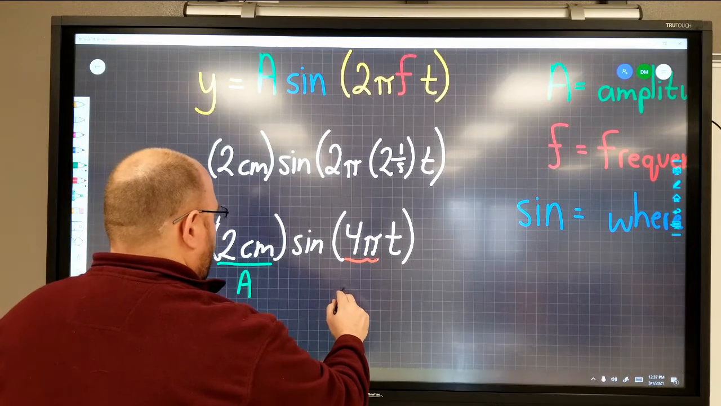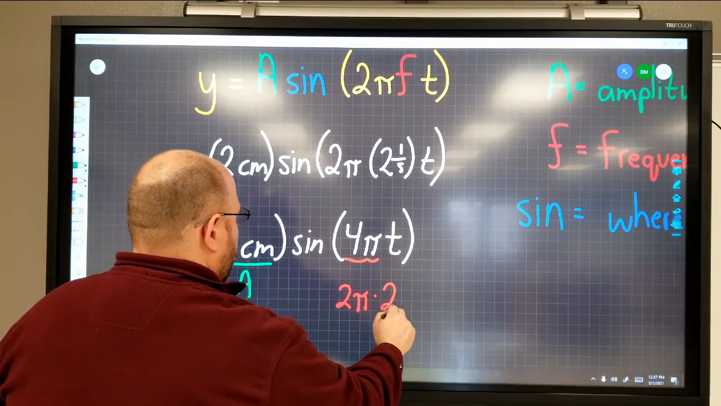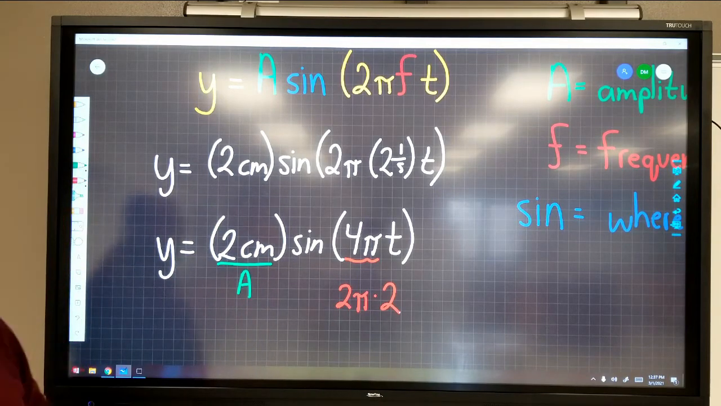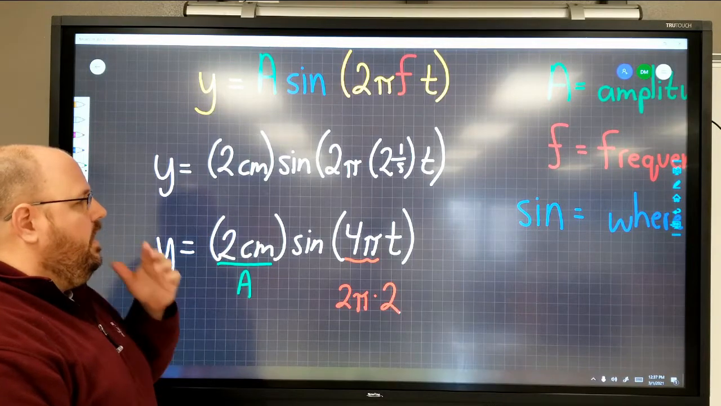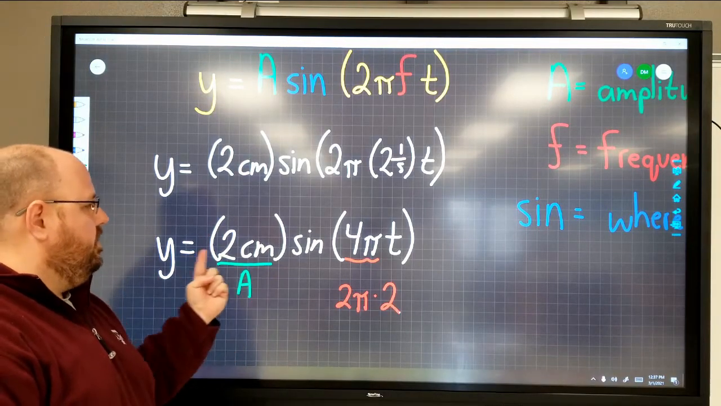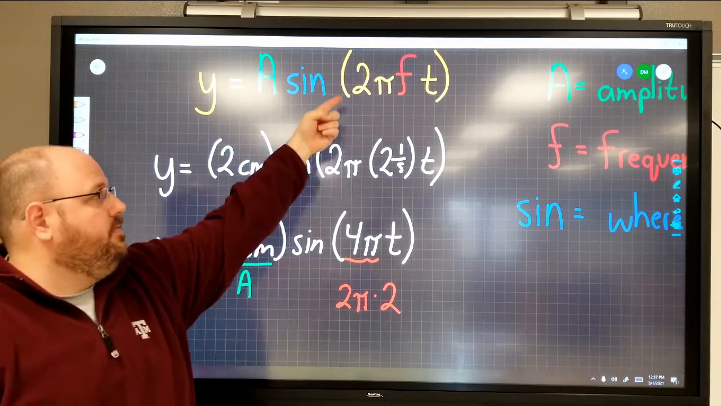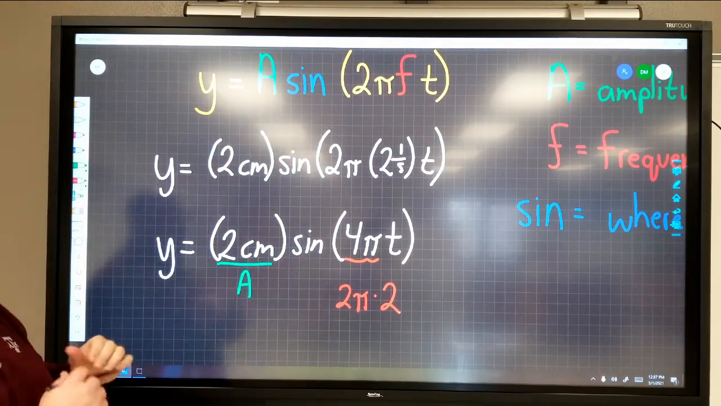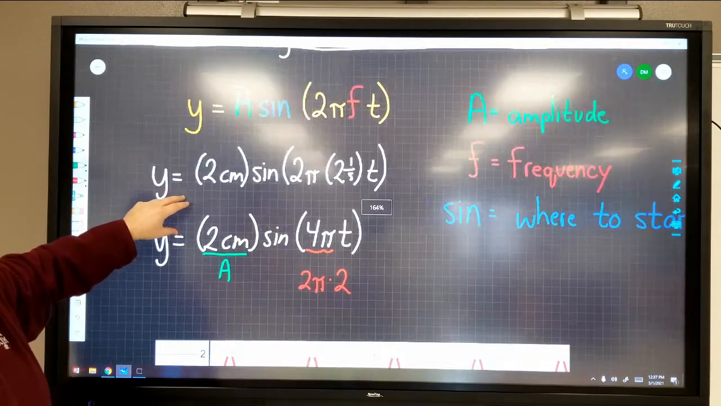And so 2 pi times 2 would give you the 4 pi that actually shows up in the equation. So that's kind of one thing that's a little bit tricky if you're asked to interpret an equation. Remember that it's a 2 pi times the frequency inside that parentheses. Okay, so what does the sine bit tell us?